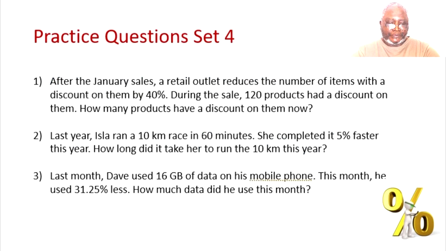Practice question, set 4. After January sales, a retail outlet reduces the number of items with a discount on them by 40%. During the sale, 120 products had a discount on them. How many products have a discount on them now? Question 2. Last year, Isla ran a 10 kilometers race in 60 minutes. She completed it 5 minutes faster this year. How long did it take her to run 10 kilometers this year?